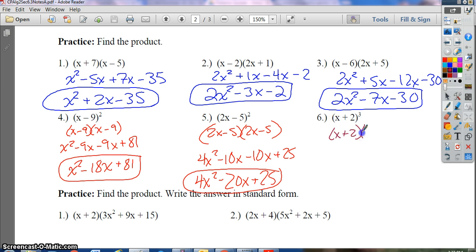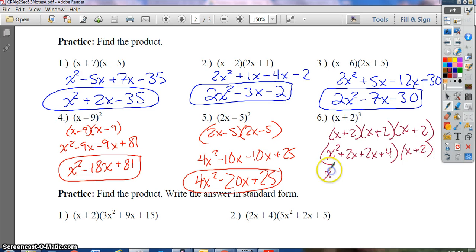X plus 2, x plus 2, x plus 2, 3 different times. Exponent's 3, pay attention, switch it up. I'm going to FOIL these two. So this is x squared plus 2x plus 2x plus 4. I'm going to combine like terms before I multiply by my next x plus 2. So this is x squared plus 4x plus 4. I'm going to multiply that by x plus 2. So I'm going to distribute this x in all three. That's x cubed plus 4x squared plus 4x.